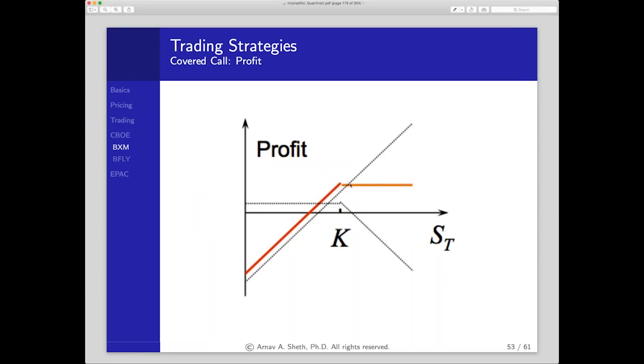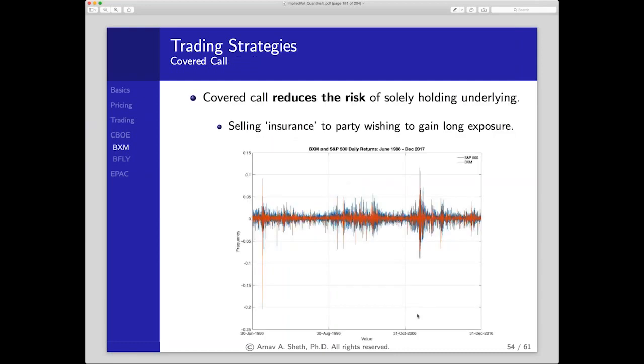This is your profit structure. Depending on what the stock price is, your maximum potential profit is the call premium itself. But this is very deceptive. This profit graph is very deceptive because what you're really doing is you are reducing the risk of solely holding the underlying. So in this picture that I have here, the blue line are the actual returns on the S&P 500. The orange line is the return on the covered call, on the BXM.